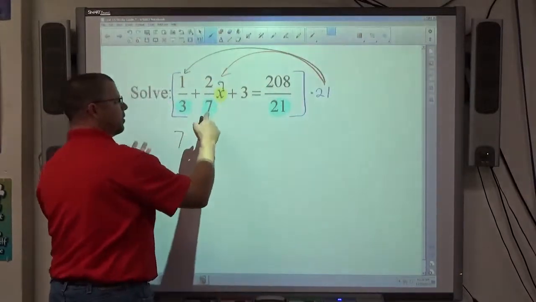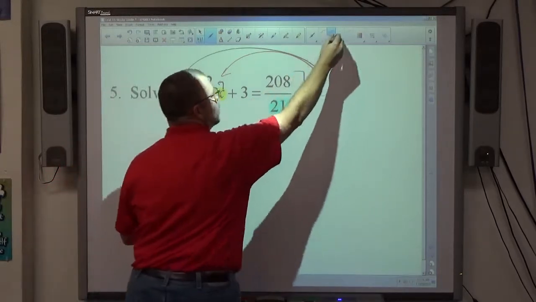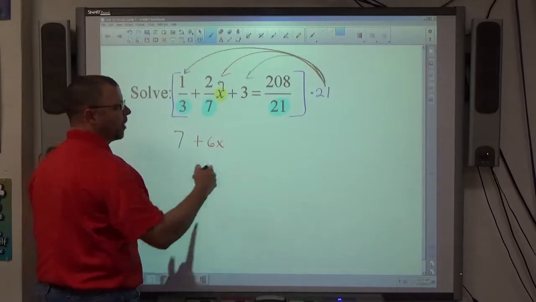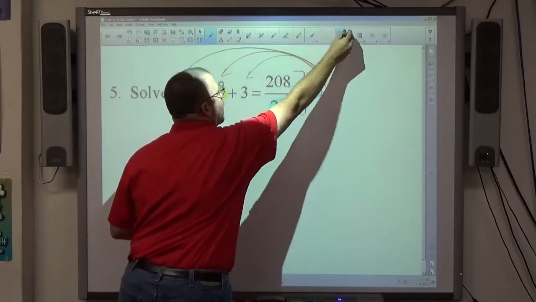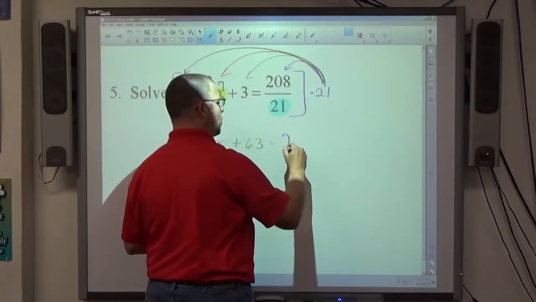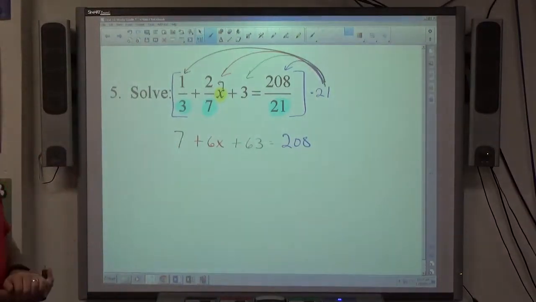21 divided by 7 is 3. 3 times 2x is 6x. That isn't a fraction, so there's no reduction, it's just multiplication. 21 times 3 is 63. And finally this one here, 21 divided by 21 is 1. 1 times 208 is 208. So the bottom number divides evenly, the result multiplies by the top.